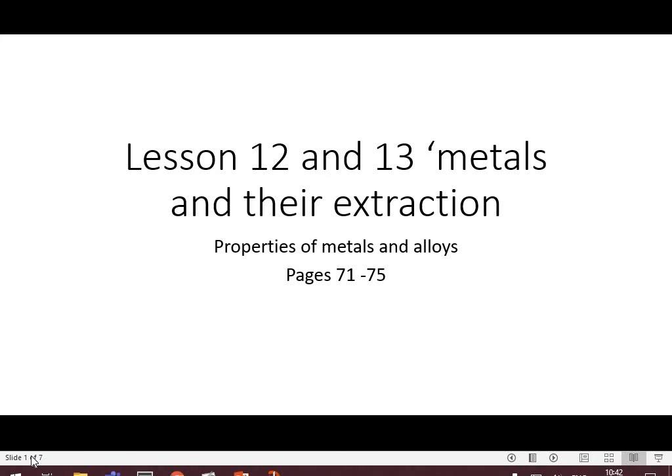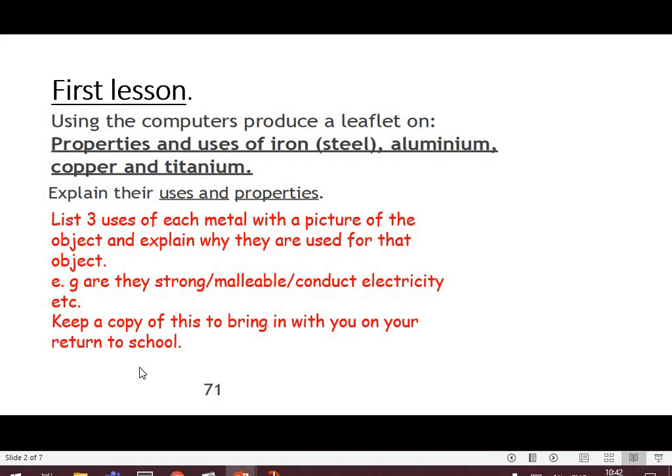This is lesson 12 and 13 joined together, so you can overlap these lessons, but they should take you the time of 2 lessons. We're looking at the properties of metals and alloys, and we're looking at pages 71 to 75 in your booklet. The first lesson, I'd like you to use your computers to produce a leaflet. You could do it on Publisher, PowerPoint, whichever you prefer, Word.